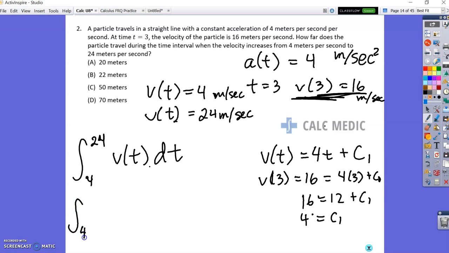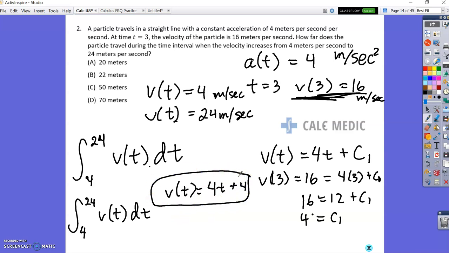So then I'm going to take the integral from 4 to 24 of the velocity, and my velocity equation is 4t plus 4. Let your calculator do that for you. You're going to get 70 meters per second. This is probably not a calculator active problem. You could integrate by hand, and you would get 2t squared plus 4t evaluated from 4 to 24, which would still lead you to 70.